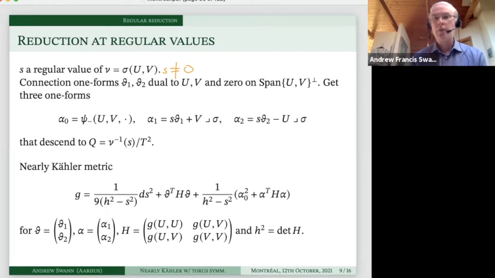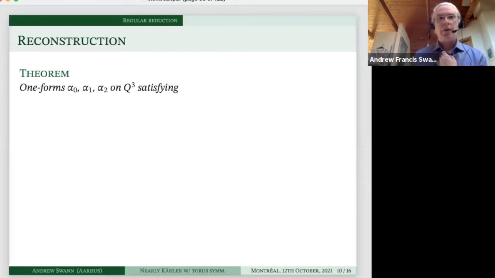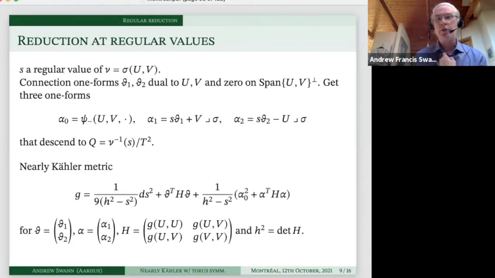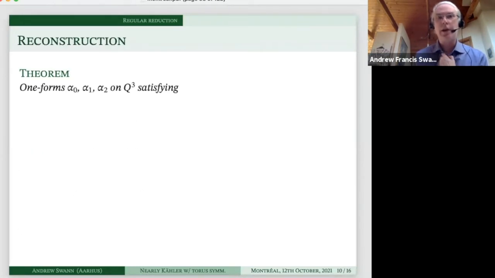So H squared is just our notation for the determinant of this matrix H, and H is just a matrix of inner products between U and V. So you can recover the nearly Kähler metric from these pieces of data, and you can write down the 2 form and the 3 forms as well. So you can recover the whole nearly Kähler structure from these items. That gives you a hope that once you've reduced, you can actually reconstruct your nearly Kähler manifold completely.